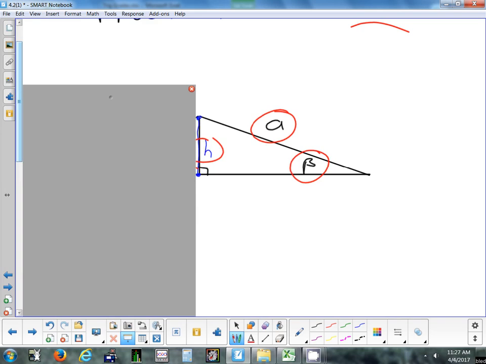Dave, what trig function would I use here? I'm going to use sine again, and it's opposite over hypotenuse. So what side is opposite beta? And the hypotenuse? A.